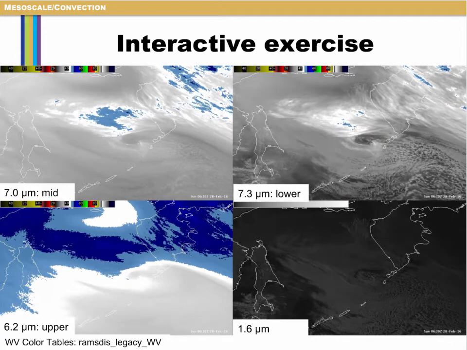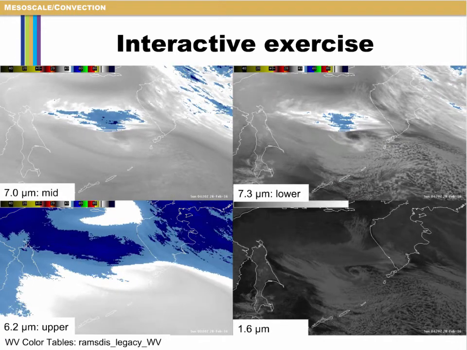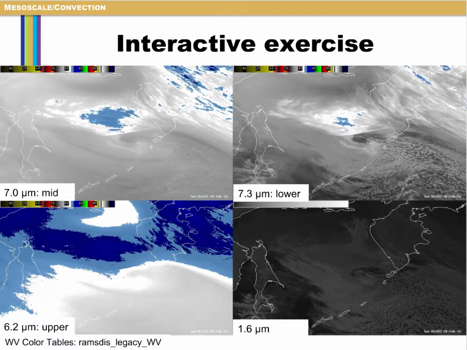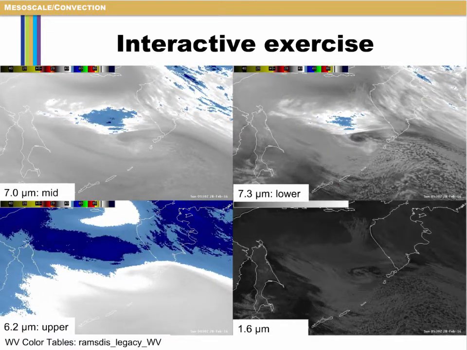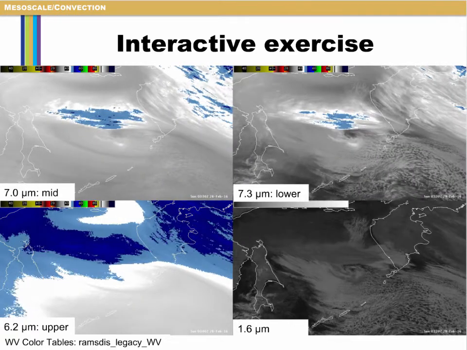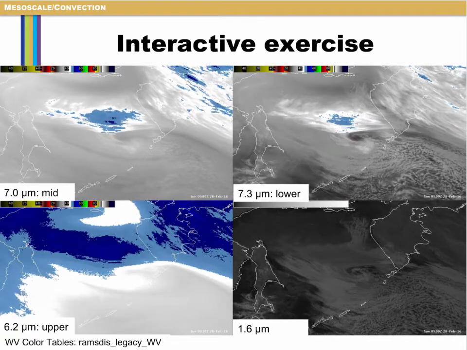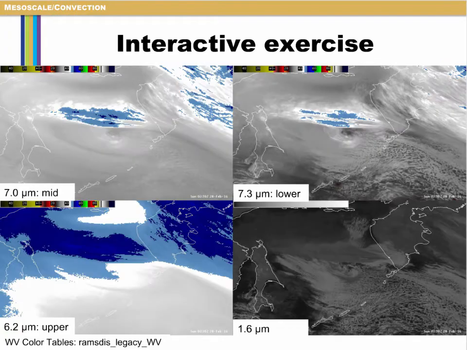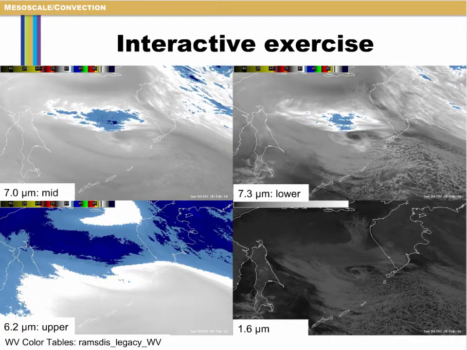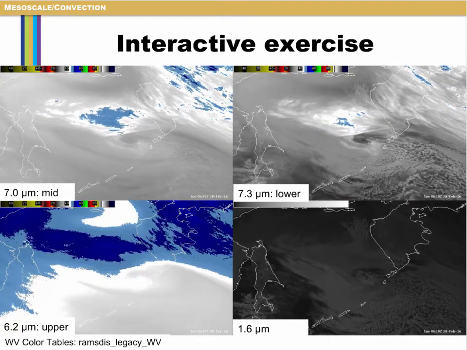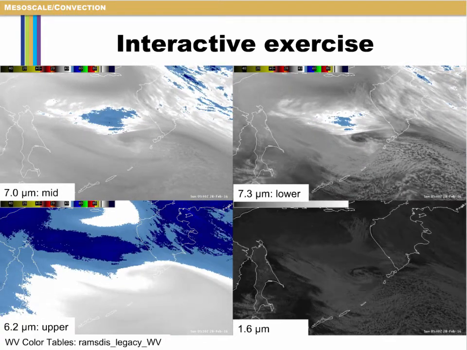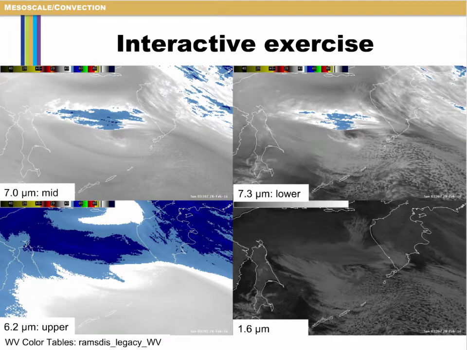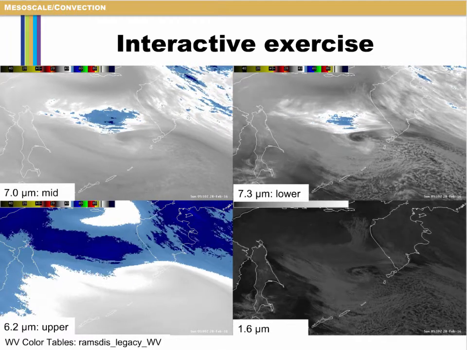Now we discuss our question from the previous slide. When looking at the 3 water vapor bands, keep in mind the weighting function profile as well as the expected level for the feature of interest. In this case, the mesolow and associated low-level clouds are the feature of interest. We would expect the upper-level water vapor band to not show the mesolow or associated low clouds. The mid-level water vapor band would only show it in a subtle way, and it would show up best in the low-level water vapor band.